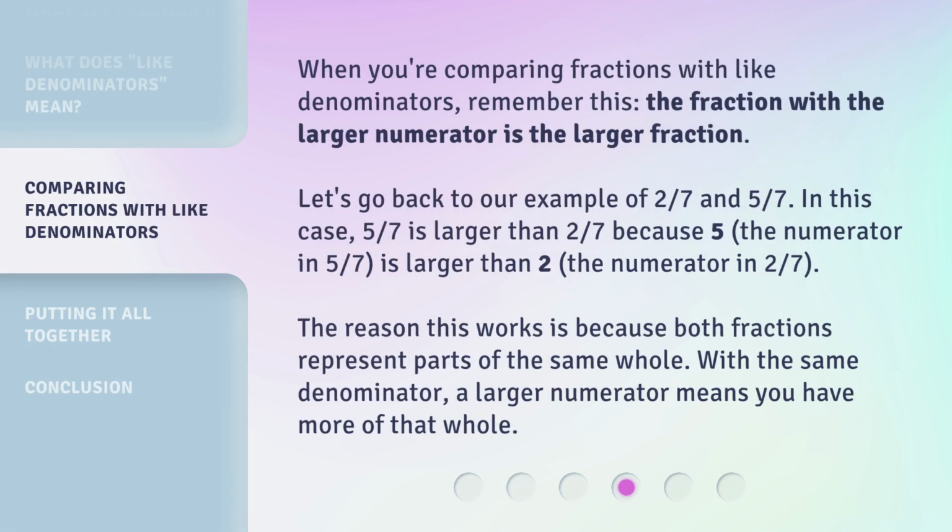When you're comparing fractions with like denominators, remember this: the fraction with the larger numerator is the larger fraction. Let's go back to our example of 2/7 and 5/7. In this case, 5/7 is larger than 2/7 because 5, the numerator in 5/7, is larger than 2, the numerator in 2/7. The reason this works is because both fractions represent parts of the same whole. With the same denominator, a larger numerator means you have more of that whole.